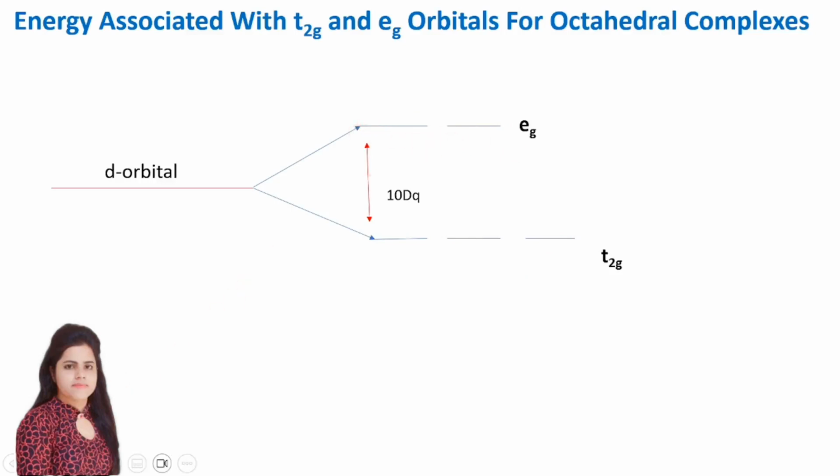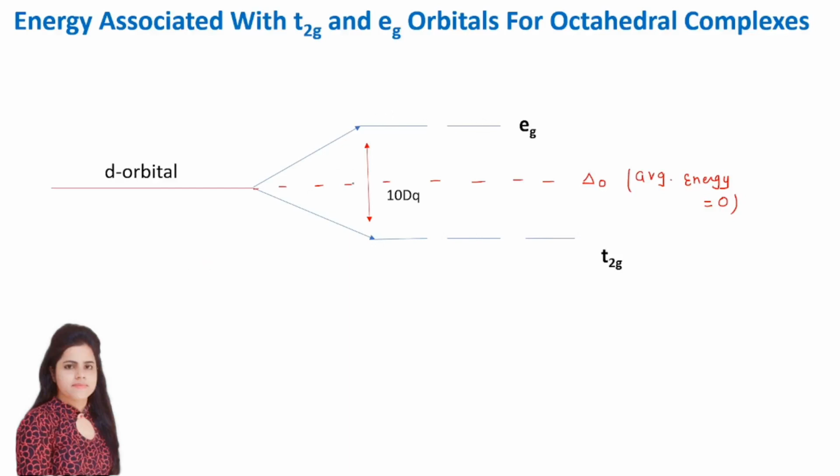Now I will show you what the barycenter is. The barycenter is the hypothetical line in the center, and it is denoted by delta naught. Here the average energy for all the electrons will be 0, meaning the sum of all the energy will be considered as 0. Now we have to calculate the average energy of electrons which will be in the t2g orbital and electrons which will be present in the eg orbital.